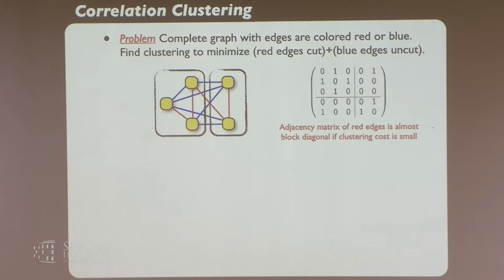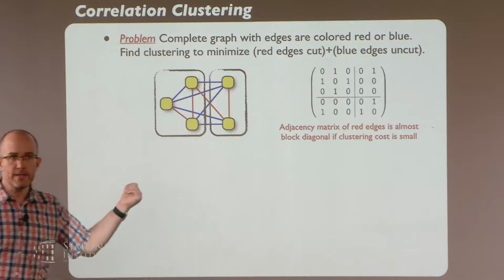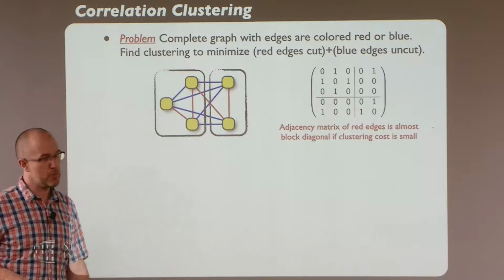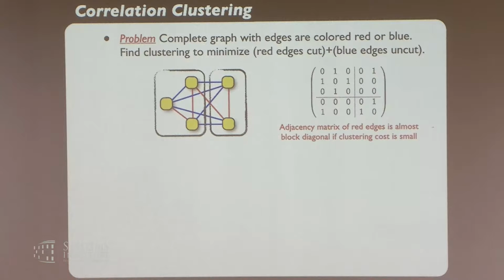Another way of thinking about it is that if this quantity can be made very small, then the adjacency matrix of the red edges is almost a block diagonal matrix. Like if you look at those red edges, they form a bunch of disjoint cliques.